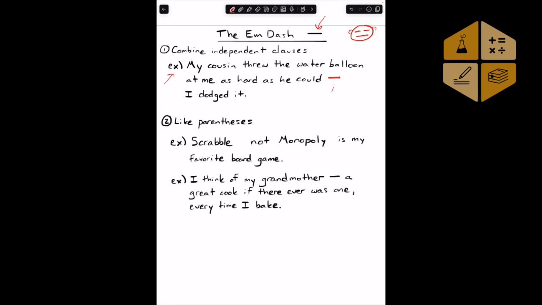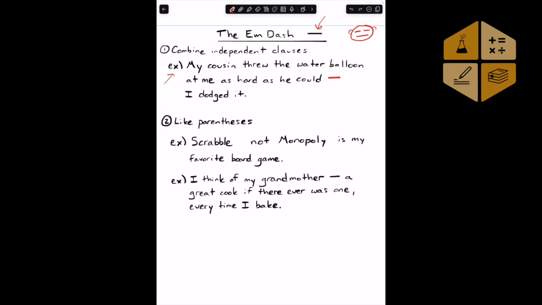One temptation that students often have is to put a FANBOYS conjunction after an em dash. FANBOYS conjunctions are for, and, nor, but, or, yet, so, and they're used after a comma in this situation. But you might see these two sentences and think, well, we could put the word but right here, huh? So, "My cousin threw the water balloon at me as hard as he could, but I dodged it." But you can't do that. You could do that if you put a comma there instead of an em dash, but because we're just using the em dash, we know that we don't need a FANBOYS conjunction. So just the em dash: "My cousin threw the water balloon at me as hard as he could" em dash "I dodged it."